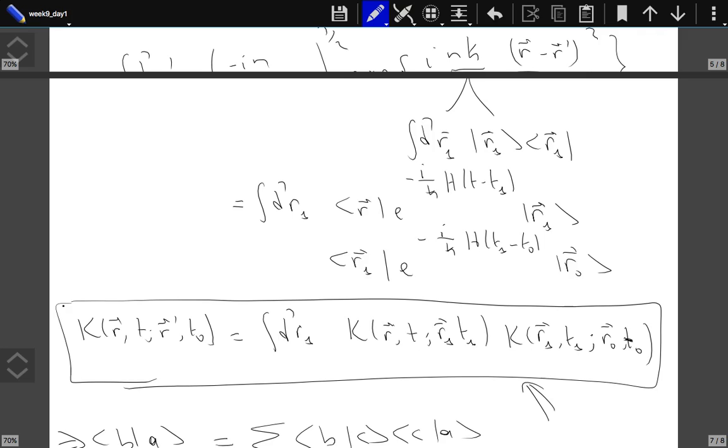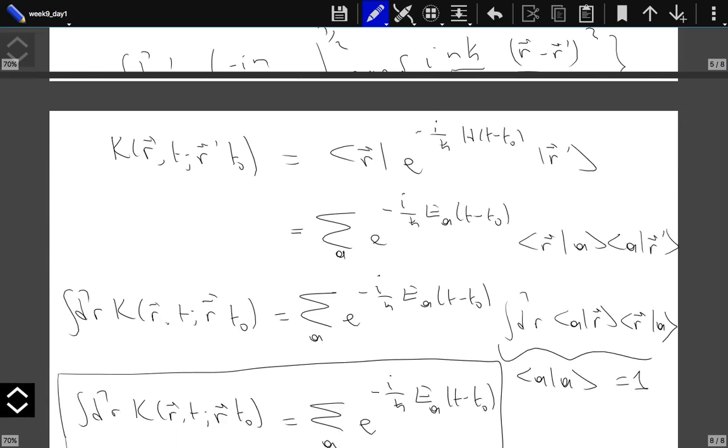The amplitude that it goes from point A to point B is nothing but the amplitude for it to go from point A to point C and then from point C to point B. You multiply them. Well, the point C can have any value, so to obtain the total amplitude, you have to sum over all the amplitudes. So this is just that statement.